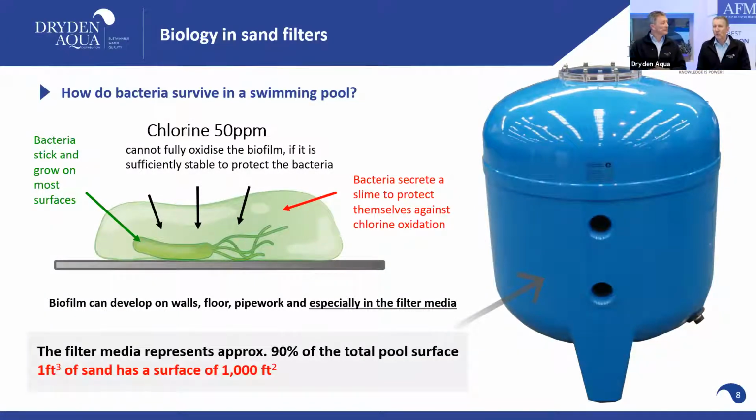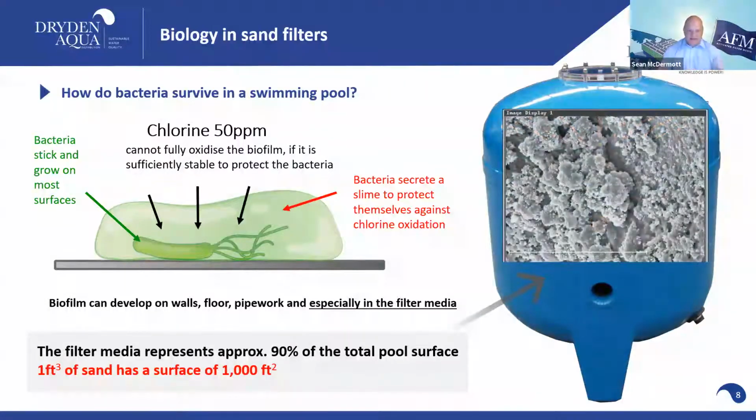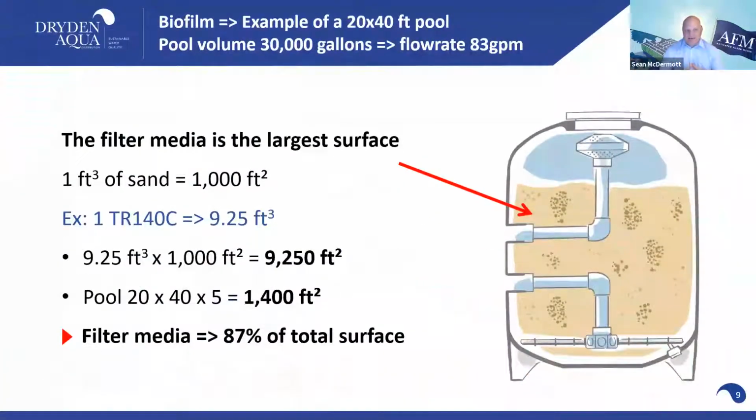So where do they grow? Like I said before, they're going to be growing on the walls, the floors, any surface in the pool. Where we're focusing today is on the media bed. We've got a granular filter media inside a large tank, and this can represent approximately 90% of the total pool surface when you measure the surface of each granule. For example, 1 cubic foot of sand has a surface area of 1,000 square feet.